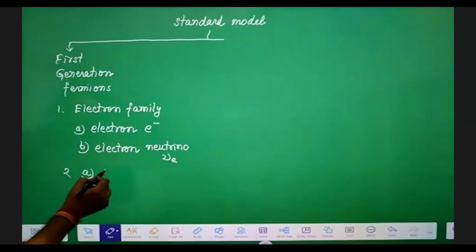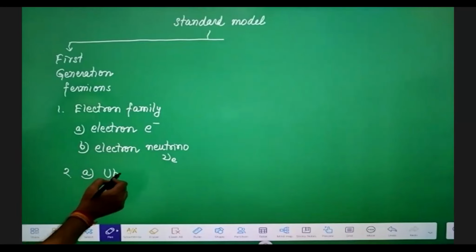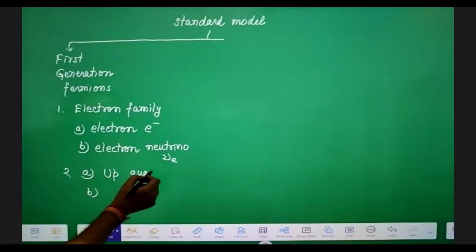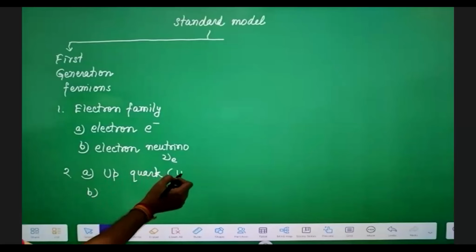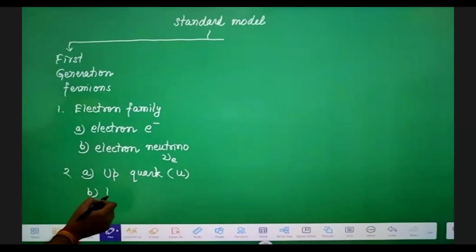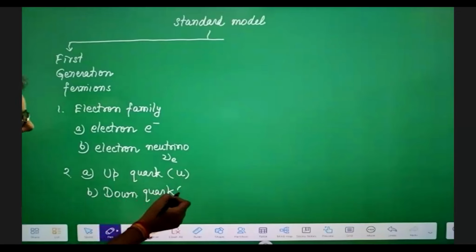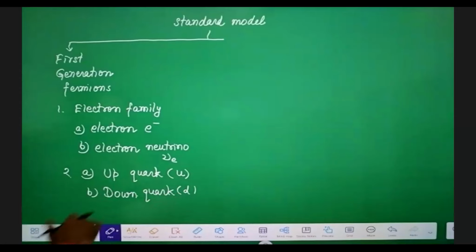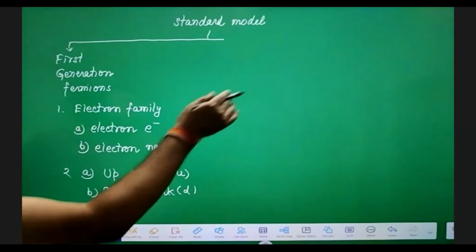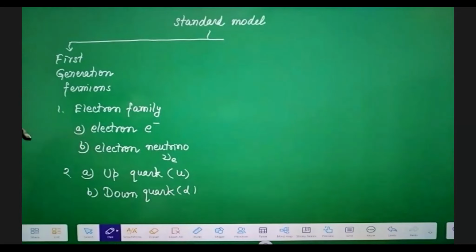That will be the up quark, denoted by u, and the down quark, denoted by d. Below this I will make a table here, this type of chart. Below that, please write a first point: first generation fermions are lightest and most stable.